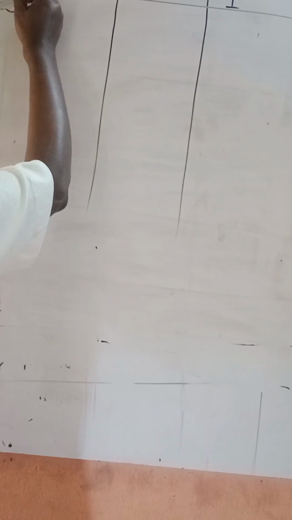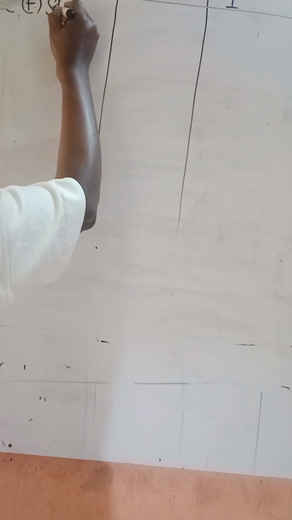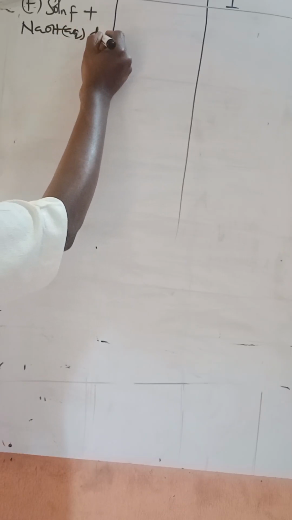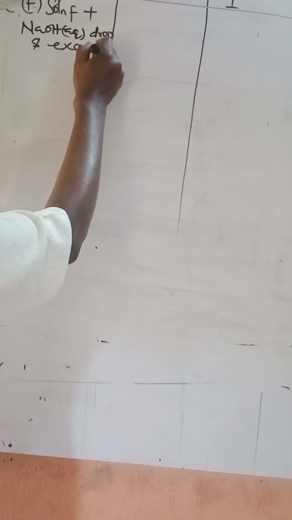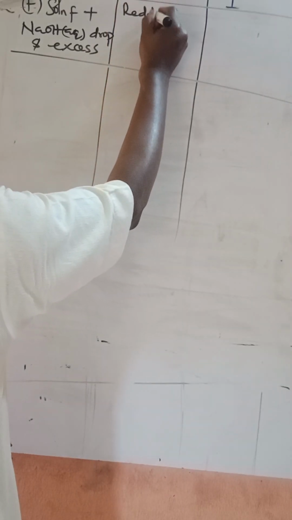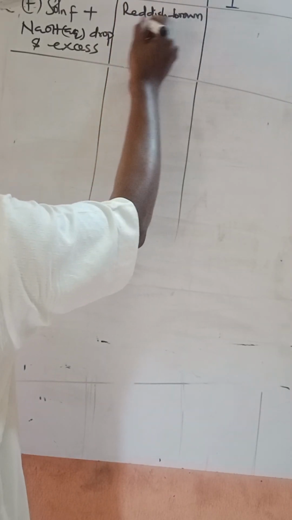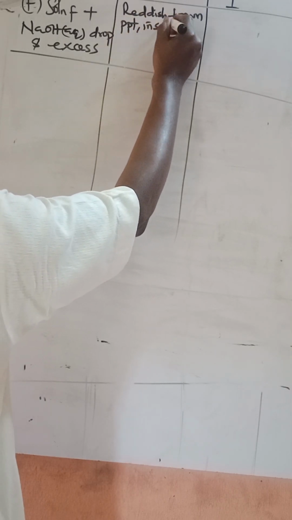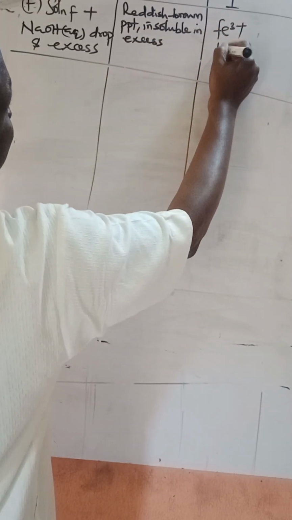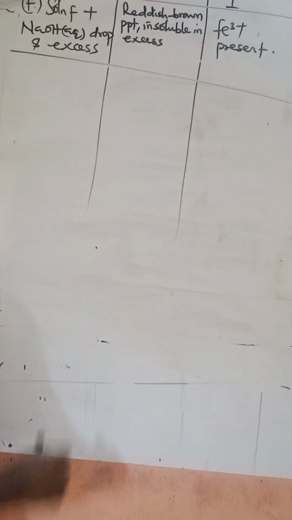Let me see F now. Solution F plus aqueous sodium hydroxide dropwise and in excess. If you have a light blue precipitate insoluble in excess, it's copper 2. If you have a dirty green gelatinous precipitate insoluble in excess, it's iron 2. But if you have a reddish brown precipitate, insoluble in excess, that is iron 3 present. This is the chemical test for iron 3.